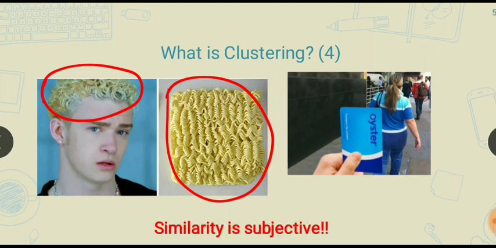So when I talk about similarity, please remember similarity is subjective. Subjective to our criteria, subjective to the data objects that we are trying to group together or we are studying. Then, those two images I've taken from a particular website that I've given below. For more of such hilarious images, you could go there. I'm just sharing the link here.